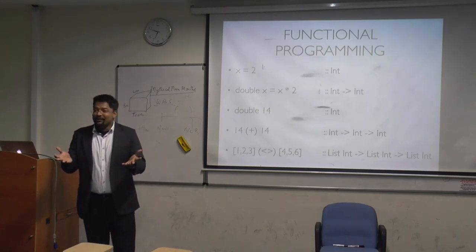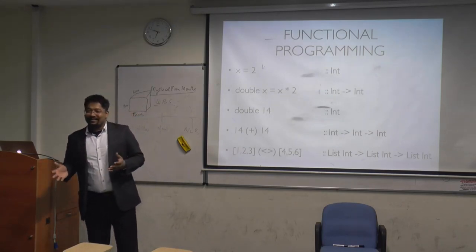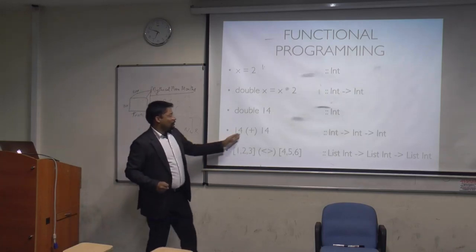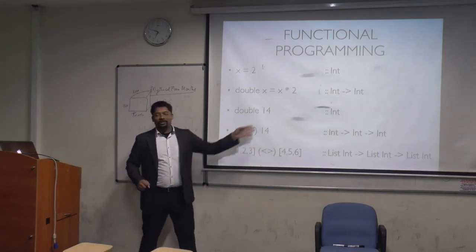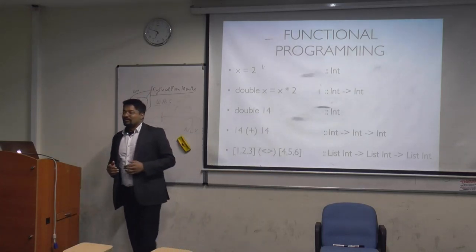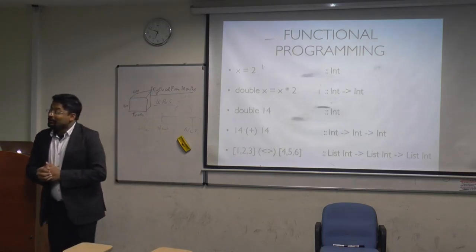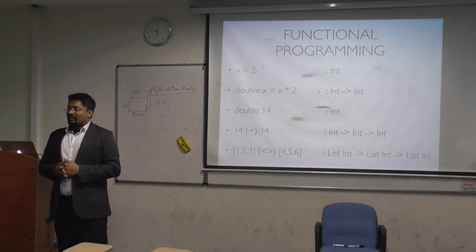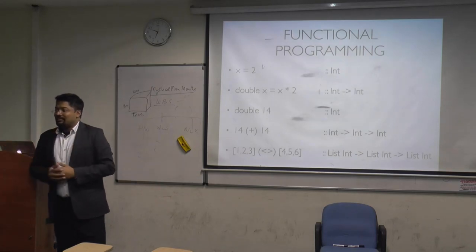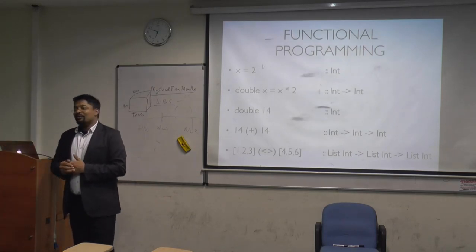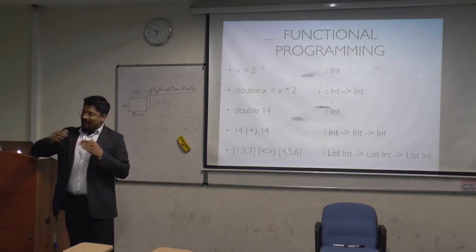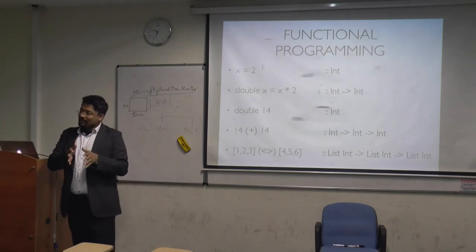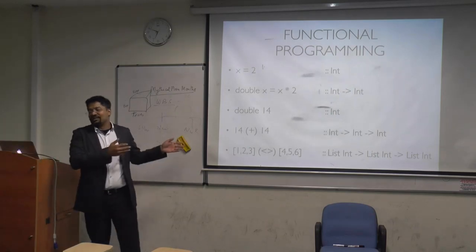Binary operator? More than two values also. So it doesn't have to be binary, right? It can do 14 plus 14, it can do 14 plus 14 plus 14. Every atomic step will be binary. Yeah, but when you're adding numbers, every individual step is going to be binary. But plus is just an example.